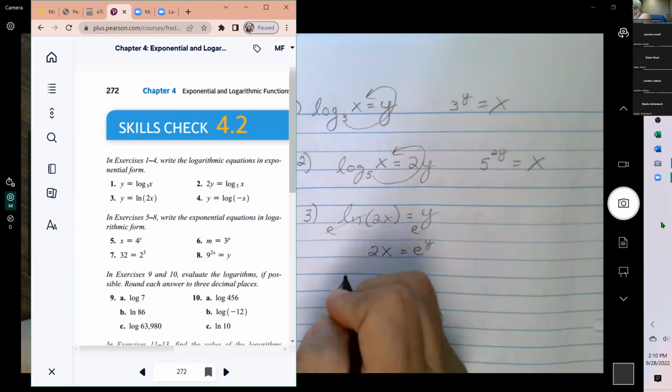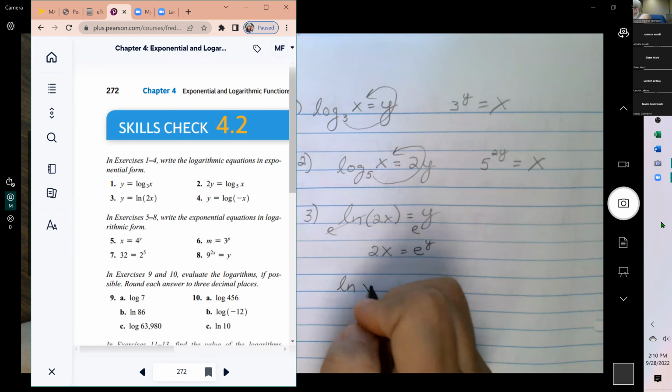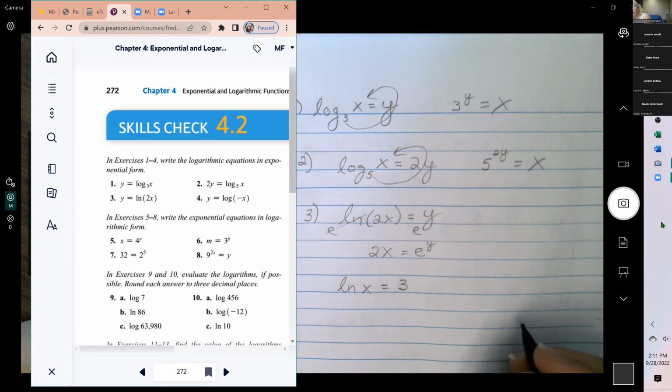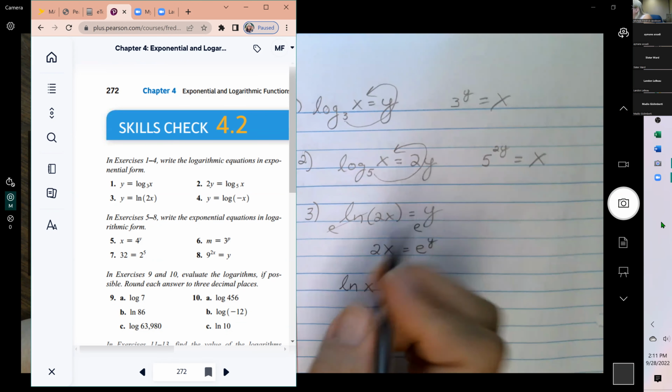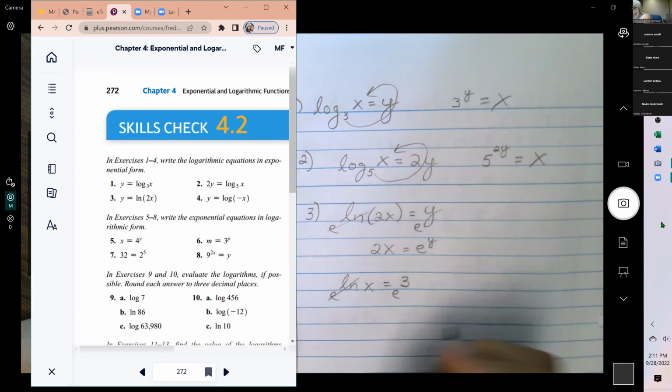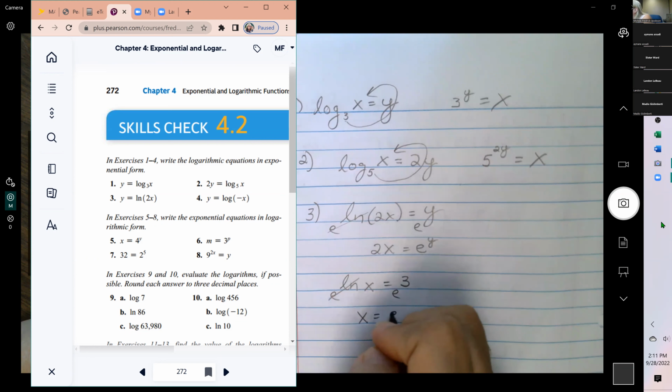So if I had the natural log of x equals 3, I could solve this by taking the exponential of both sides, because this will cancel. x equals e to the 3rd.